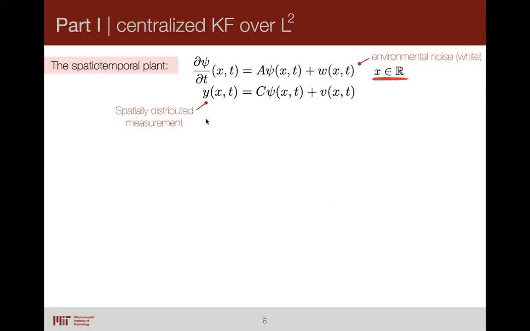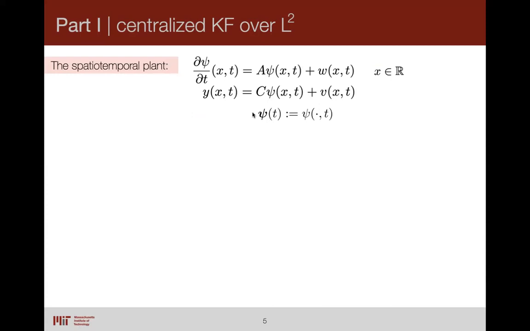Regarding the measurements, I will assume that these measurements are spatially distributed. So keep in mind this sketch that I showed you of the worm, where the measurements were collected along the whole body. And we'll assume that measurements are also corrupted by noise. So for both of these noises, the assumptions are the standard ones. I will assume that they are spatiotemporally white, Gaussian, zero mean, and independent from each other.